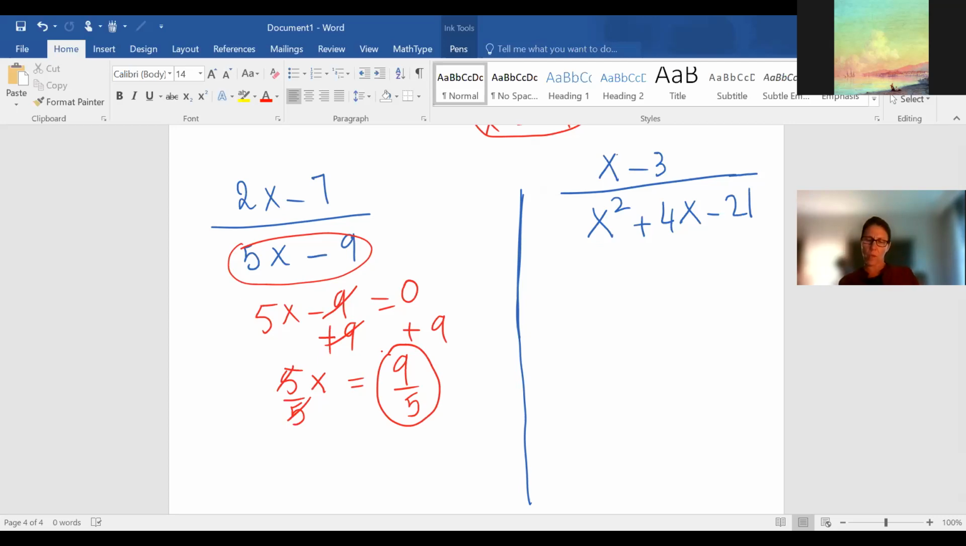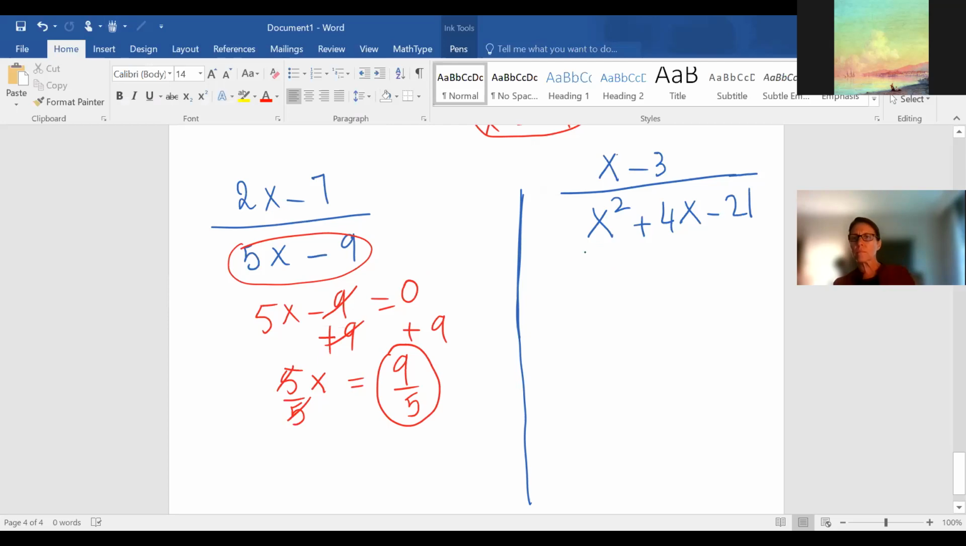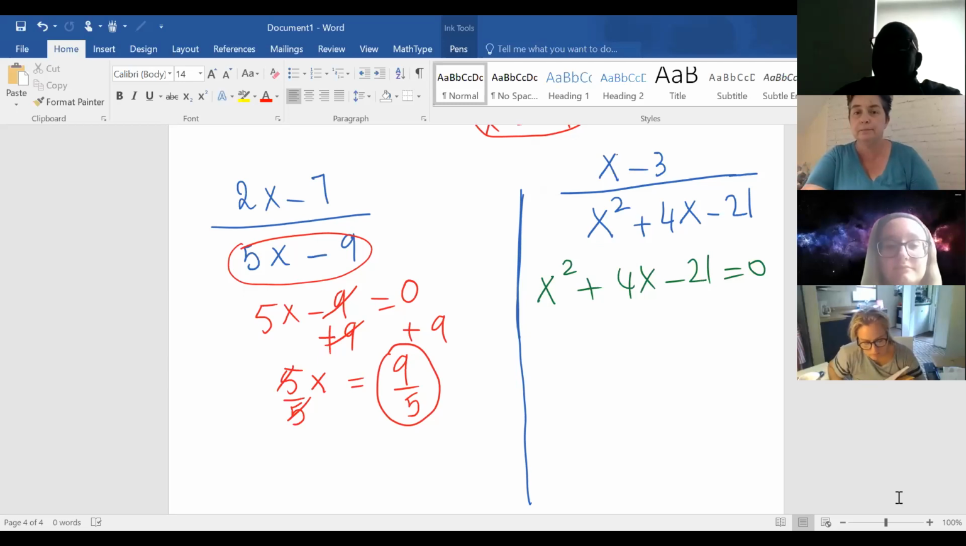Okay. For the second one, who got the answers? Who got the solutions? You know, you have to set this to 0. X squared plus 4x minus 21 equals 0, right? What answers do you get? Somebody. I got +3 or -7. +3 or -7, right? Everybody agree with that?